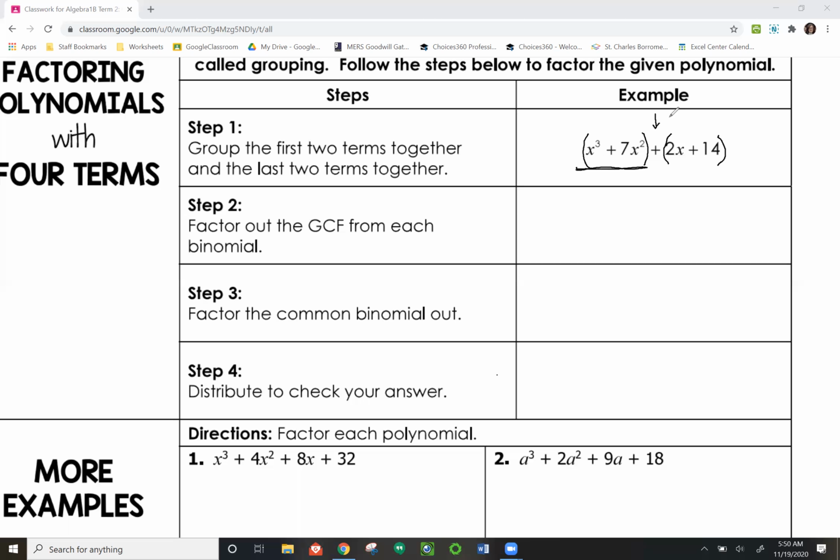I don't even care about the second two terms right now. They could not exist to me right now. I'm not going to look at them. I'm only going to look at the first two terms. And I'm going to ask myself, well, what can I pull out of the first two terms?